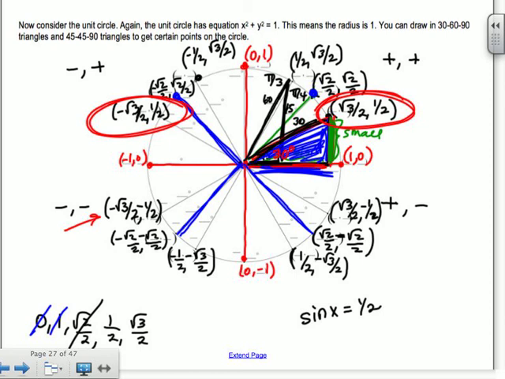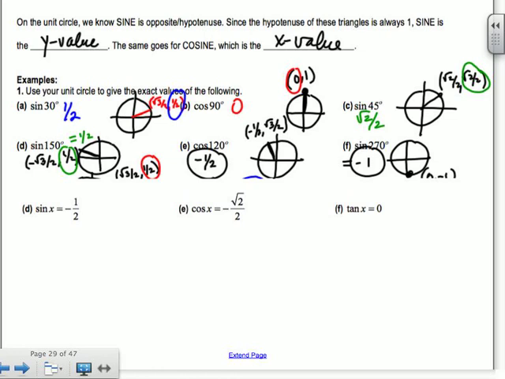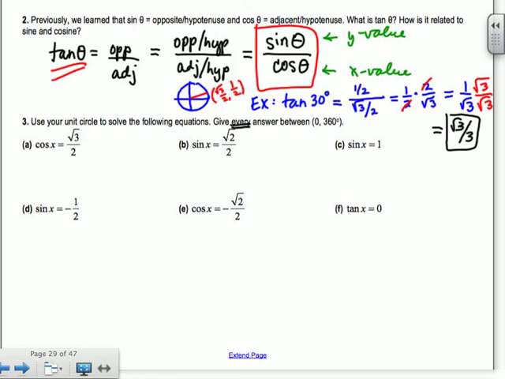Does this have a sine value of 1/2? No. Sine value of negative 1/2, right? So the sign does matter.